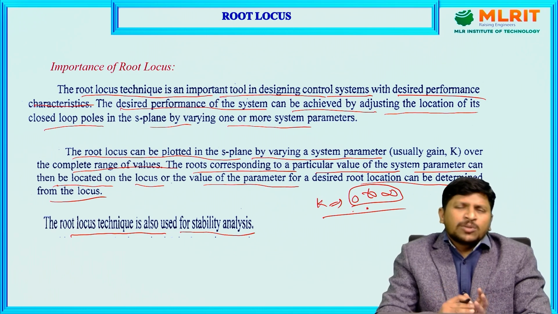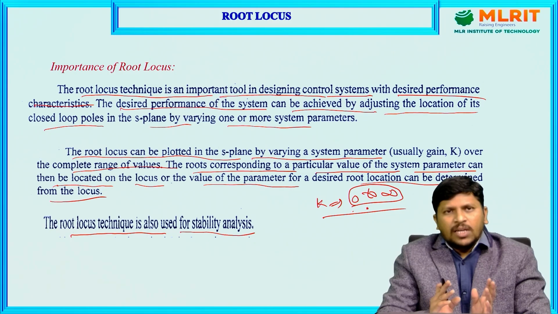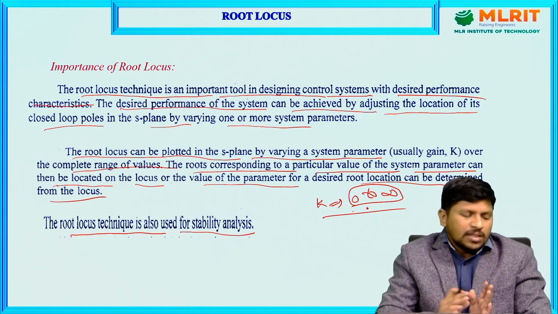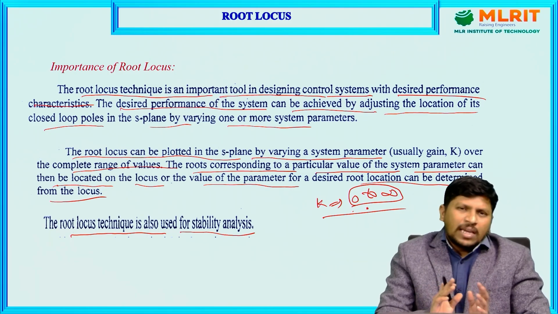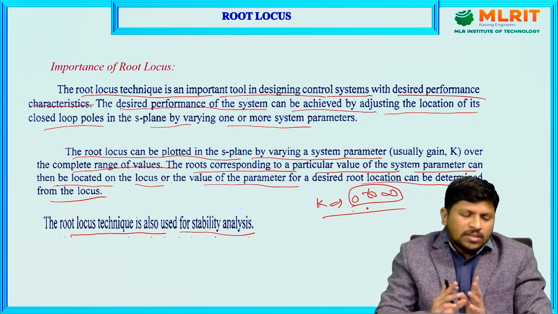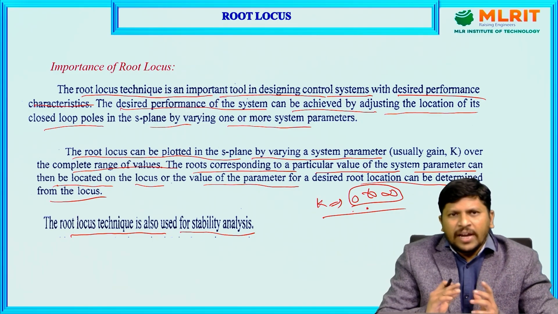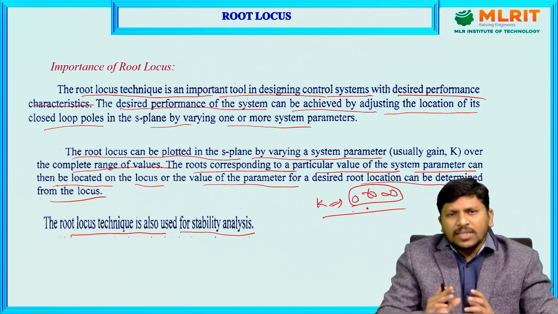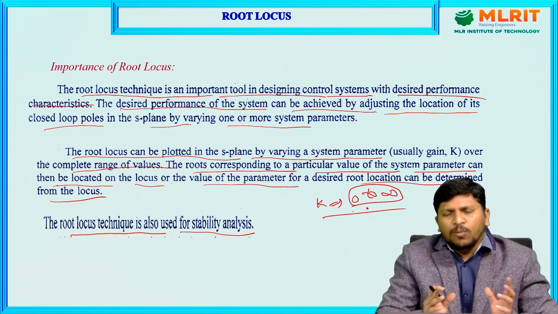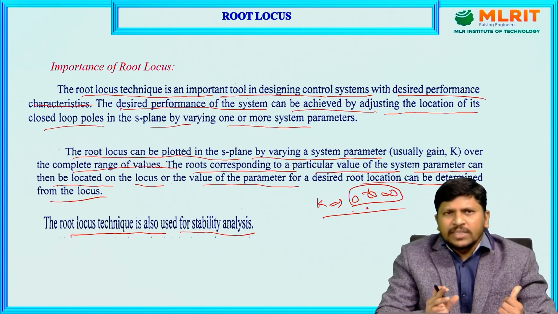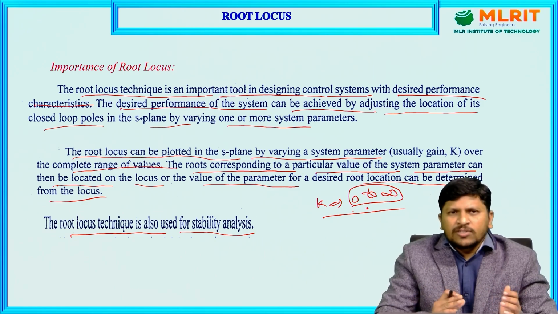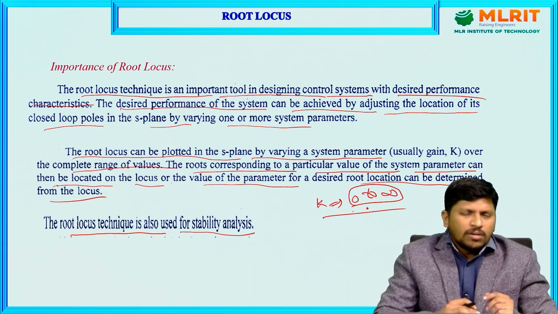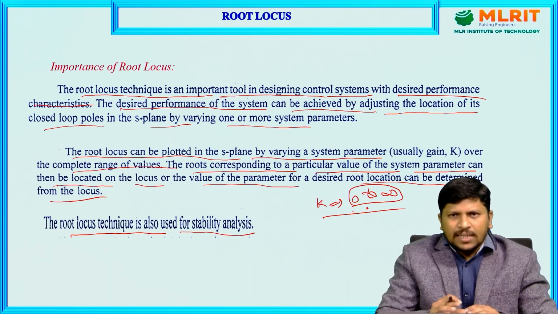Some have S power of 7 or 8 or 10, up to, for example, S power of 20, or above 9, 10, like 11 or 12 or 13. Those highest powers are there, so it is difficult to calculate the poles or root locations using the RH criterion method. That's why we are going to overcome that problem by using the root locus technique.